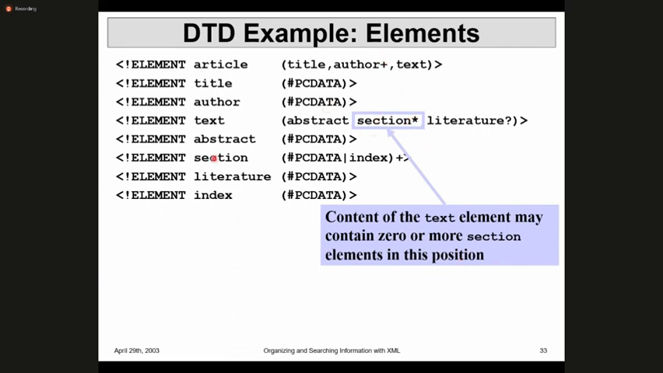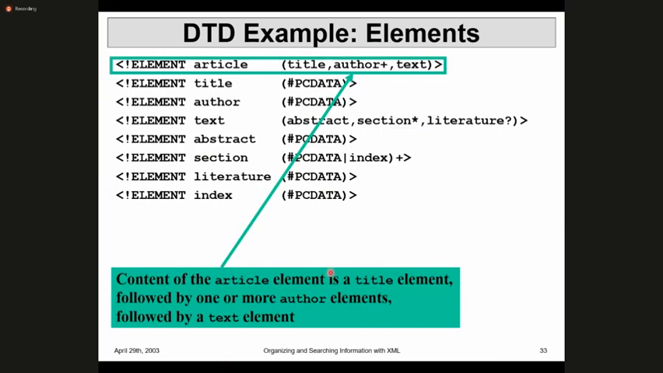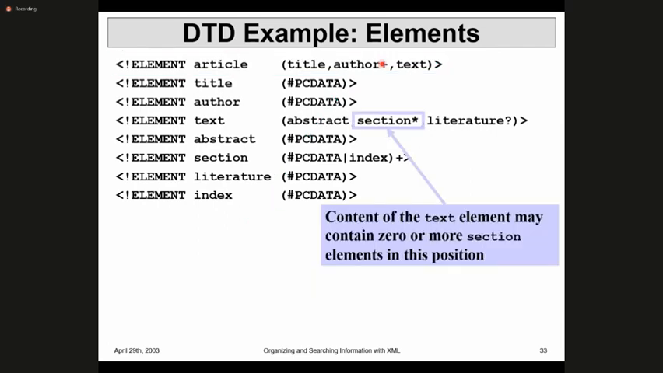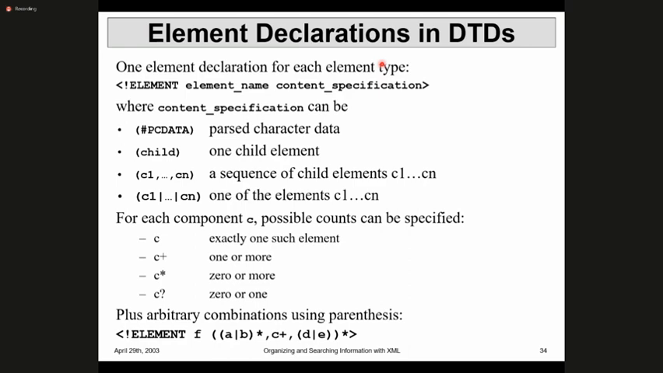So plus means there can be one or more author elements. Author plus means there can be one or more authors. Section asterisk, or the star mark, means the content of the text element may contain 0 or more. That means section asterisk or section star is optional, not mandatory. There can be or there cannot be.